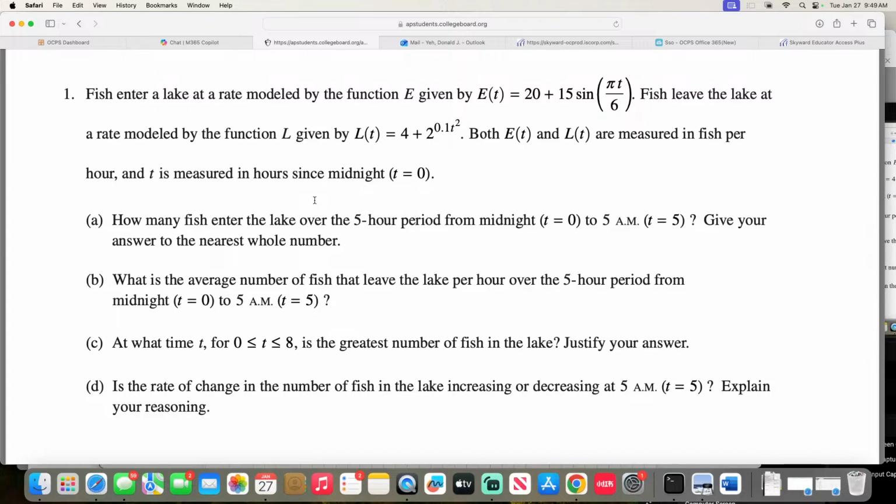Both functions in the graph. And then I put x equals to 5. So then I would get, from one line, it says 27.5 fish entered. And then from the other line it said 9.6. It's not correct.